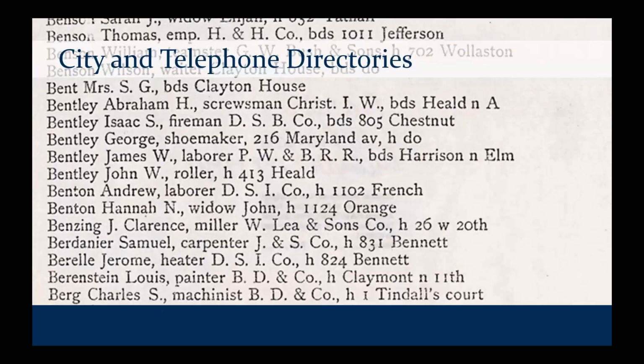City and telephone directories list residents alphabetically by name. Information often includes their occupation and address. For example, we see here a Hannah Benton listed as the widow of John, again providing excellent familial connections as well as information about what types of professions individuals might have conducted.